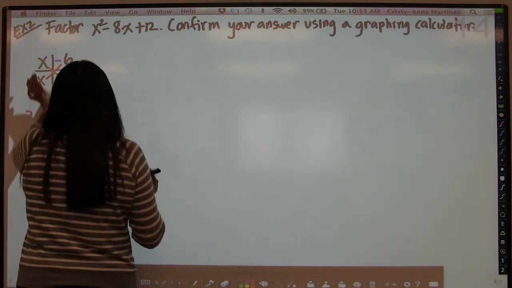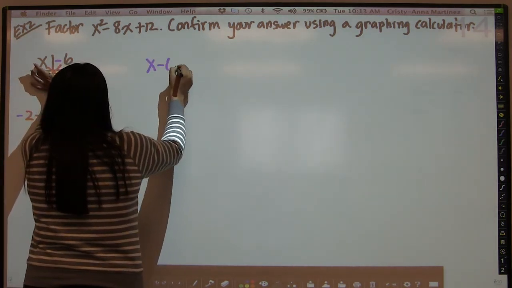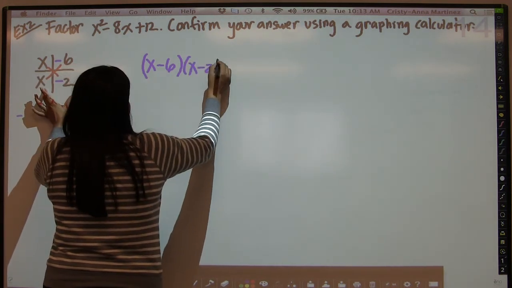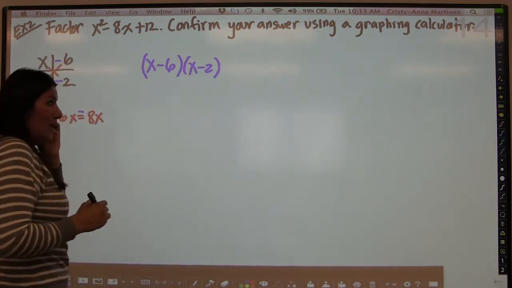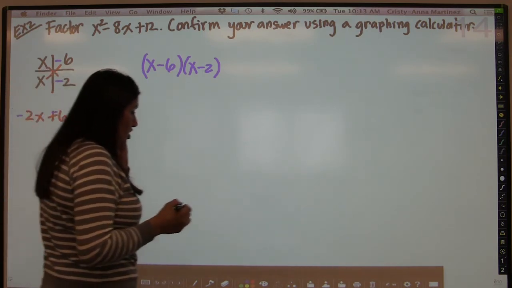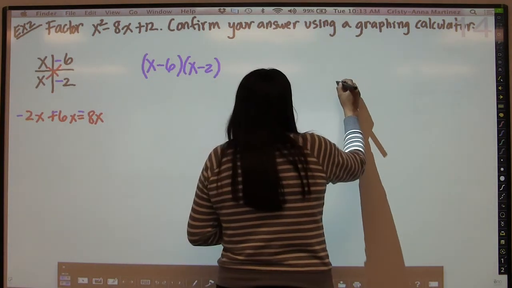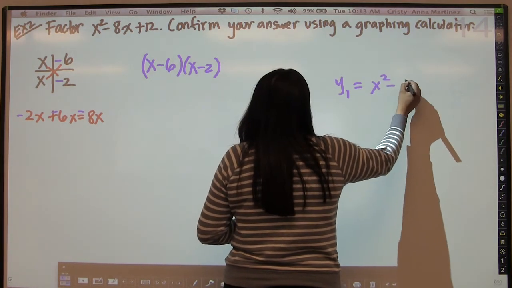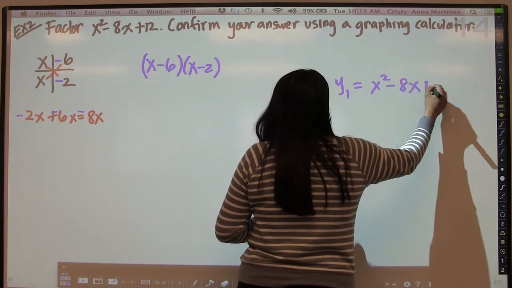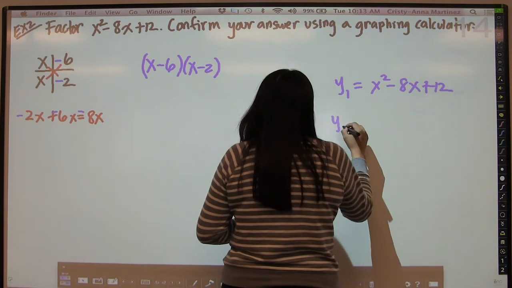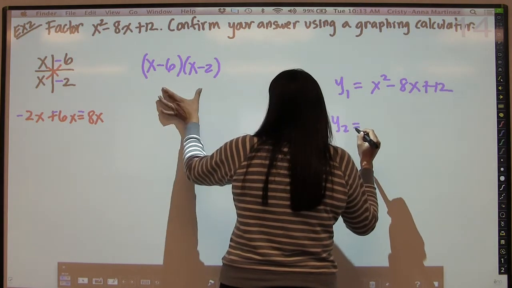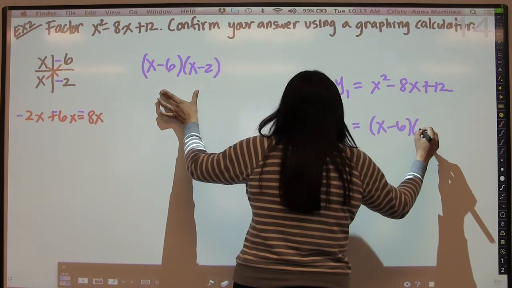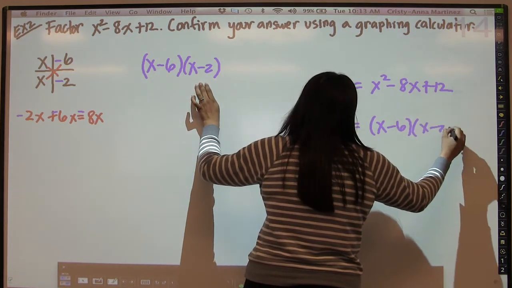So my answer is going to be x minus 6 for the factored form and x minus 2. So as far as how to confirm your answer using the graphing calculator, what you want to do is go to your graph mode, and in your y1, you want to type in the x squared minus 8x plus 12. And in the y2, you want to type in the answer we just got, which is parentheses x minus 6 and parentheses x minus 2.